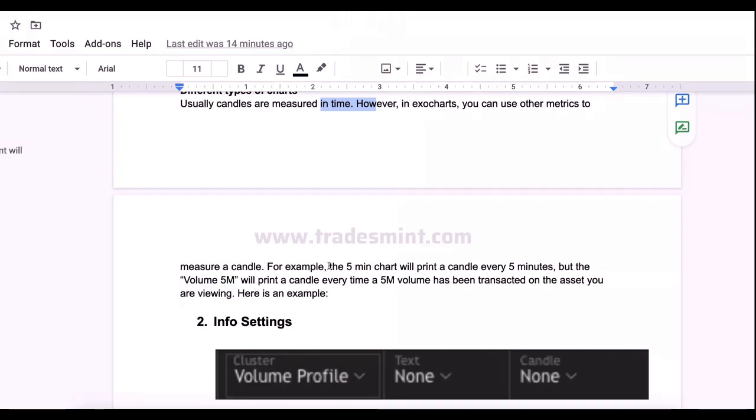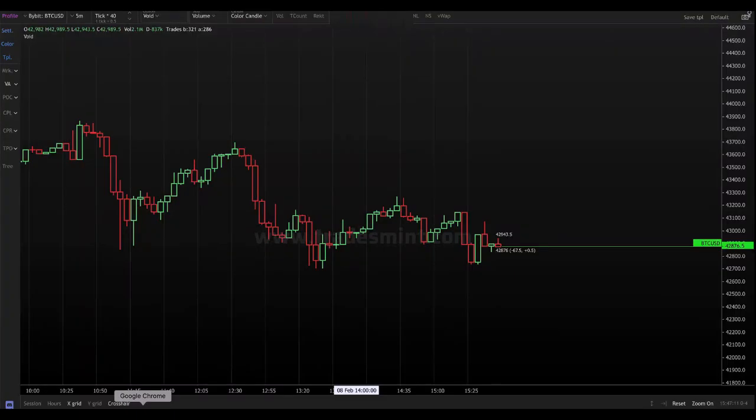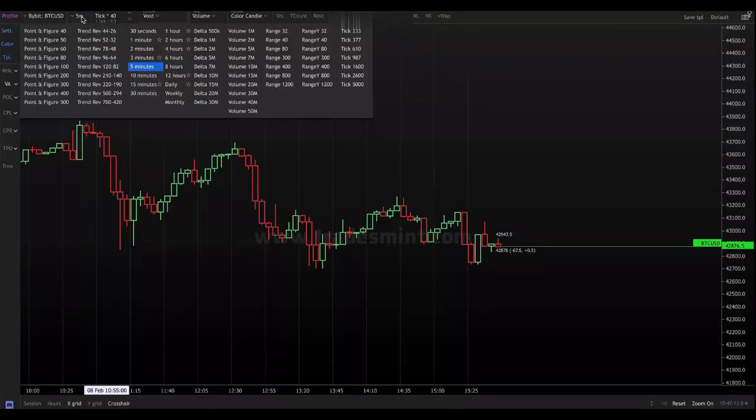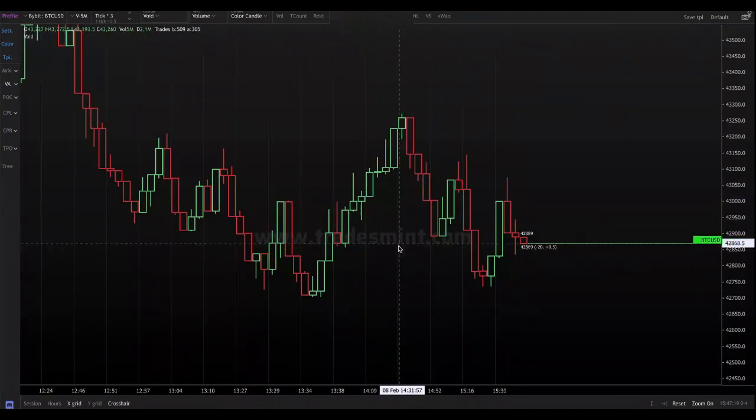For example, the 5-minute chart will print a candle every 5 minutes, but the volume 5 million chart will print a candle every time 5 million volume has been transacted on the asset you are viewing. So if we go back here to the time frame and we go to the volume 5 million chart, these candles that we are looking at right now have nothing to do with time.